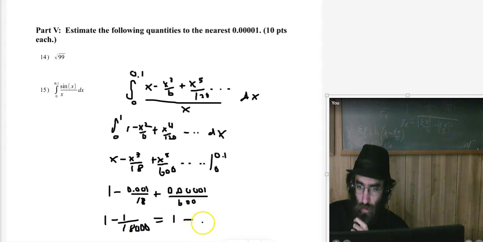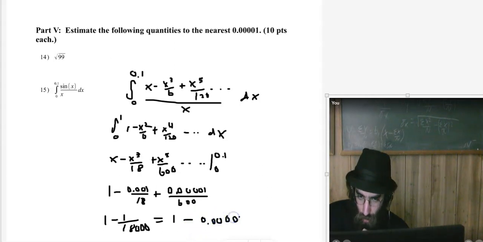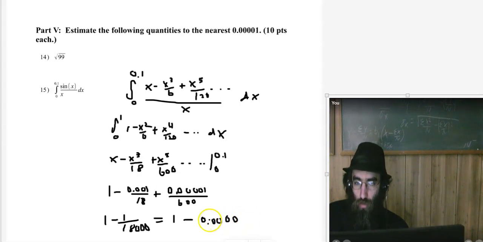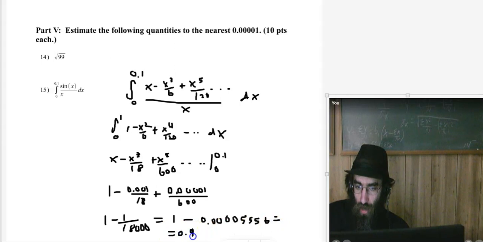1 minus, less than a tenth, less than a 100th, less than a 1,000th, less than a 10,000th. And then since 1 over 18 is like 0.0555, so 5, 5, 5, 6, we can say that this will be 0.99994 when rounding.